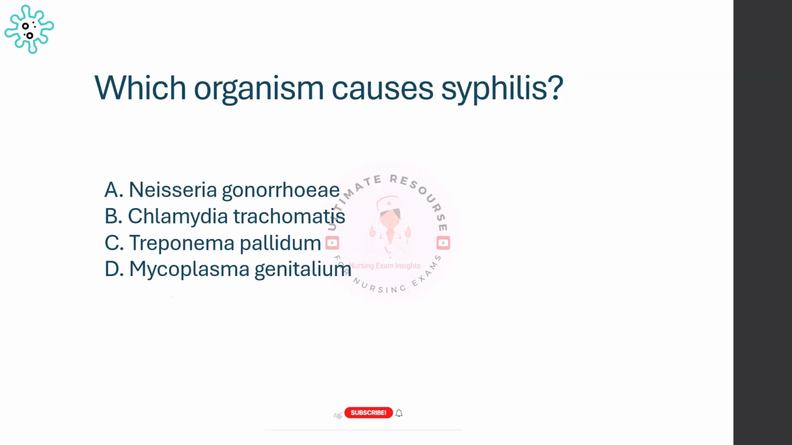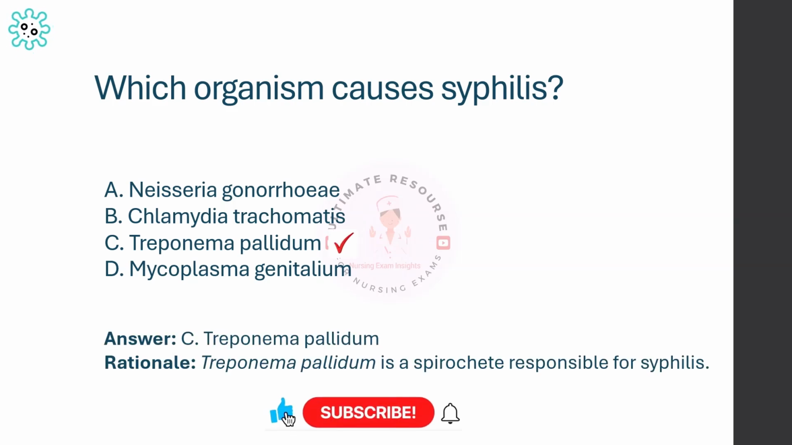Which organism causes syphilis? Options are A. Neisseria gonorrhoeae, B. Chlamydia trachomatis, C. Treponema pallidum, D. Mycoplasma genitalium. The answer is C. Treponema pallidum. Treponema pallidum is a spirochete responsible for syphilis.